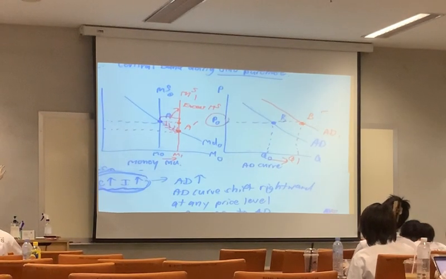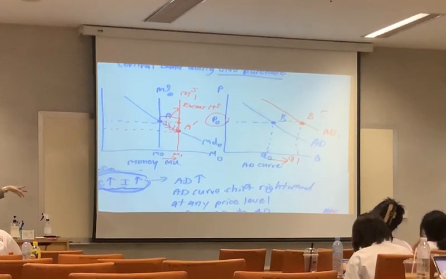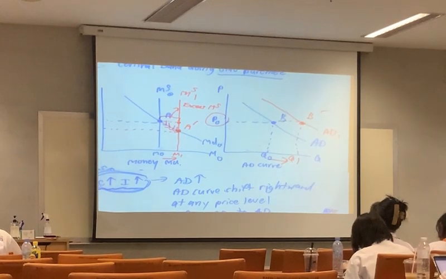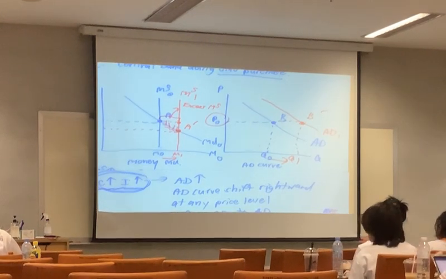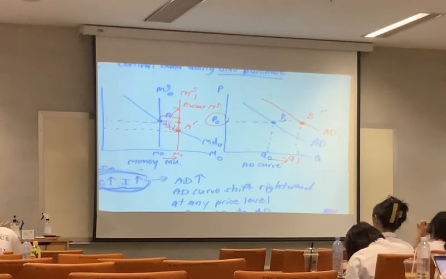AD shifts, and then at any price, AD shifts rightward. So quantities of goods and services increase from Q0 to Q1, and that is it. So this is the effects of monetary policies on the AD curve, and that's all of this section for the effects of monetary policies.